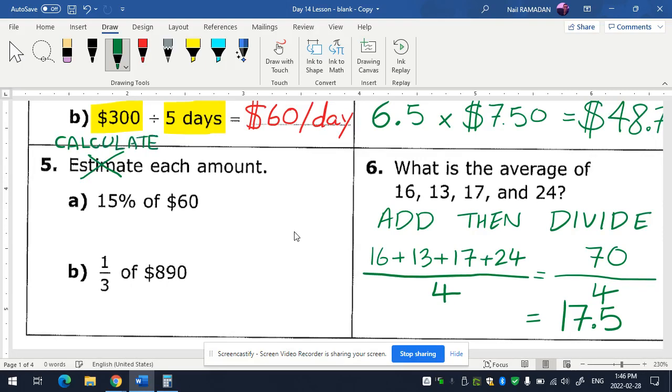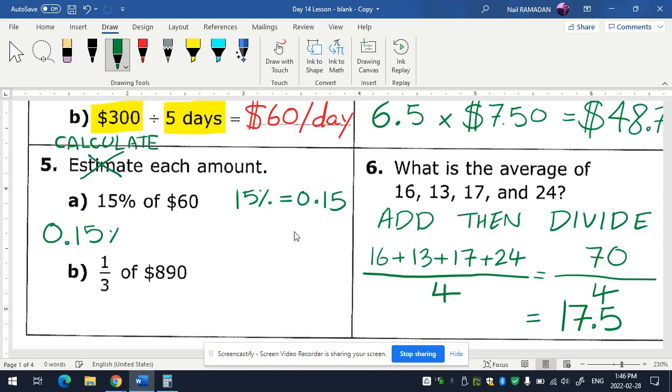All right. 15% of 60. What does that mean? Multiply 15% times 60. So obviously we're not going to multiply 15%. We're going to multiply 0.15. Nice. So I want you to write here 15% is the same as 0.15. And we proceed with the multiplication.